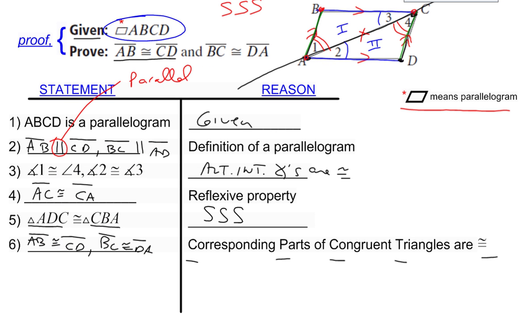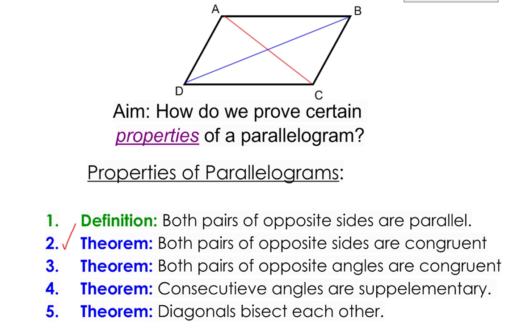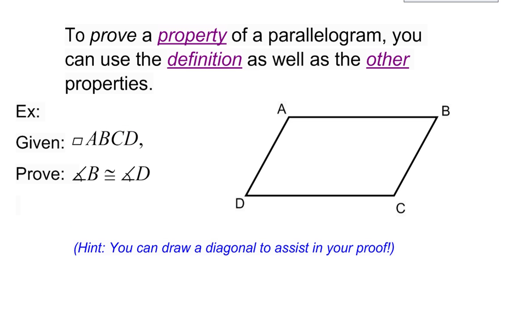Now the question is, how do we know that both pairs of opposite angles are congruent? Our approach is going to be exactly the same. Here's one thing to remember. To prove a property of a parallelogram, you can use the definition, which we did before. You can also use other properties. In other words, you can use a property of a parallelogram to prove another property of a parallelogram. And that's exactly what we're going to do here.